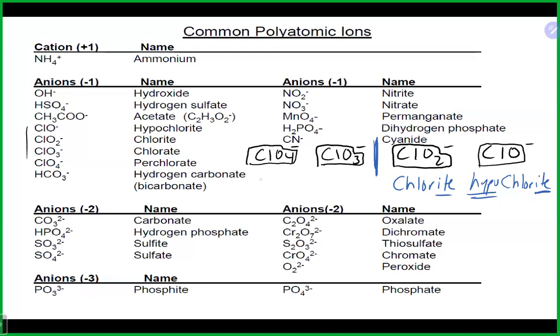Now, if we go to the left, we have the most oxygens, which should end in "ate." So this is going to be chlorate. This is going to also be chlorate. Once again, we cannot have 2 things that have the same name. So in a group of 4, the one that has the most oxygens will end in "ate," but will also start with "per." So that is perchlorate, chlorate, chlorite, and hypochlorite. And that is a group of 4, a very common group of 4.